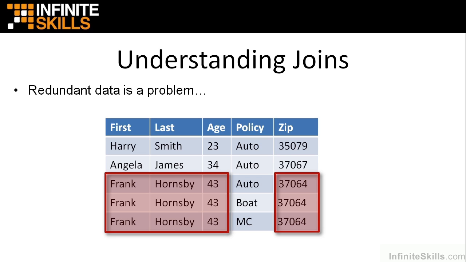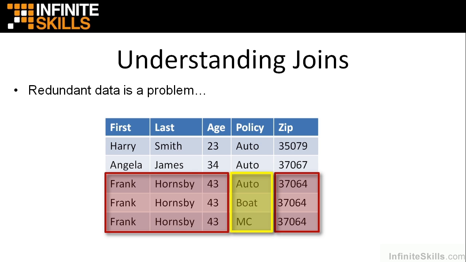Notice what's happened to our database. We're storing the same data redundantly. We're storing Frank Hornsby 43 3 times. We're storing 37064 3 times. It's going to be very possible to come in here and update one of these rows and not update the other. And now we have a lack of data integrity. We're storing all that extra data just so that we can actually store auto, boat, and MC for motorcycle, right?